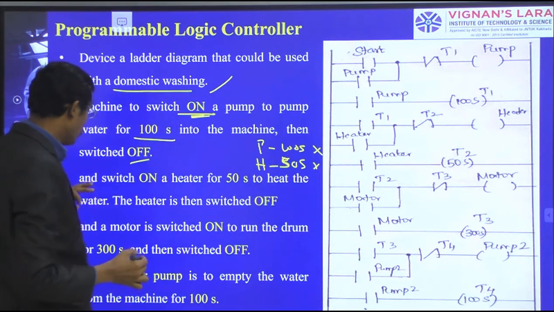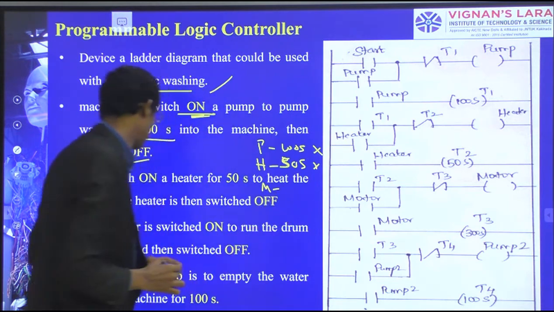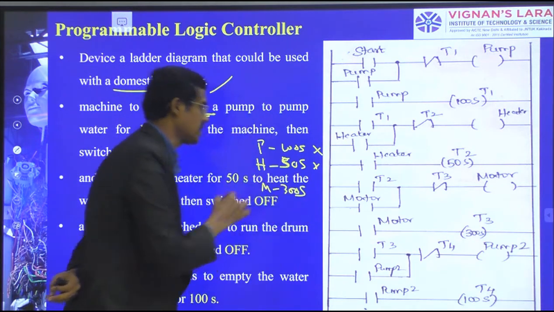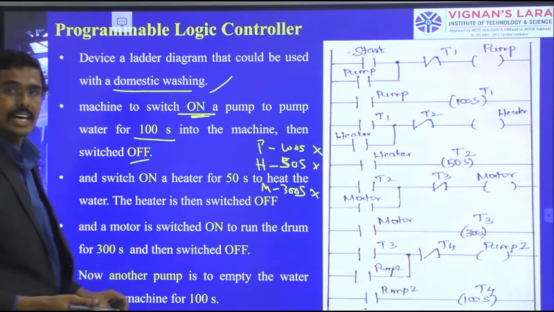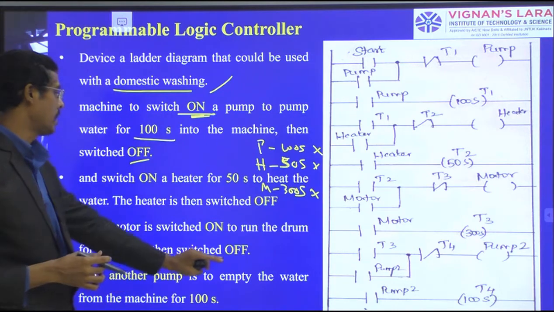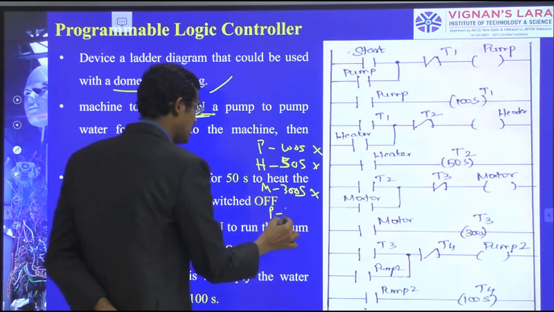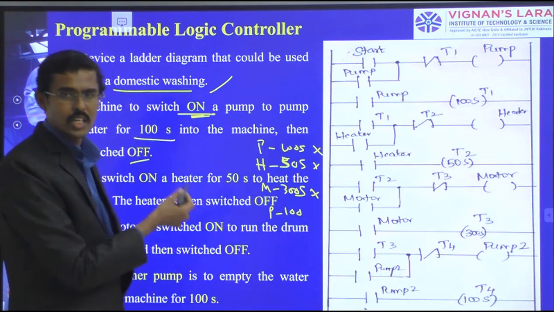And then the motor should switch on and run the drum for 300 seconds, and then it should turn off. Now at last, another pump should empty the water, again on for 100 seconds, to empty the water. What we are doing is the washing operation.